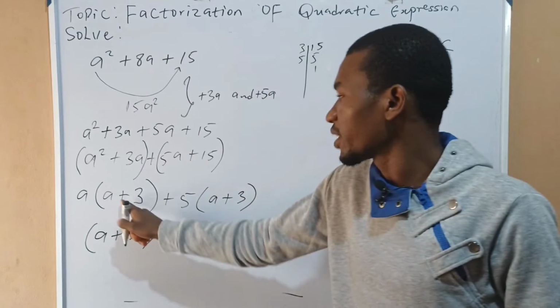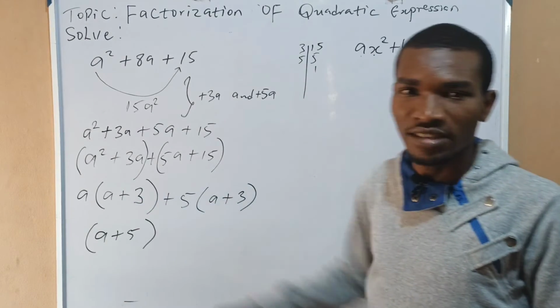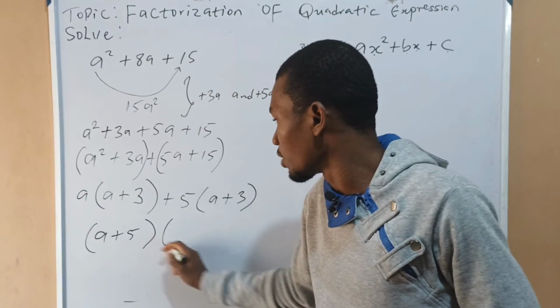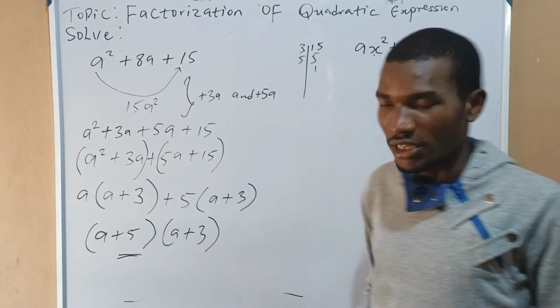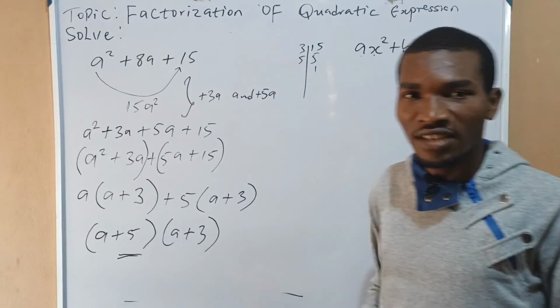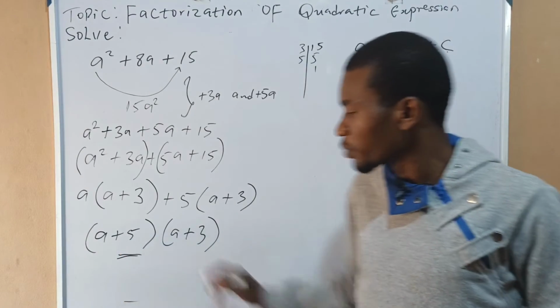And remember, these two brackets are the same thing. So I take one of them, which is a plus 3. So this is exactly the answer we need. But to confirm whether our answer is correct, let's open up this bracket.